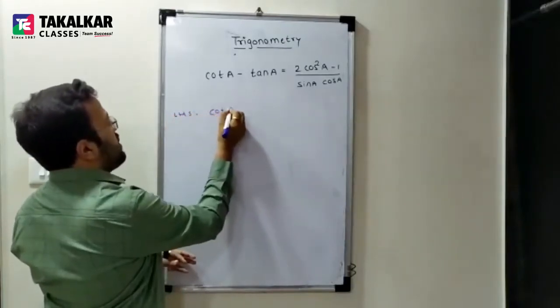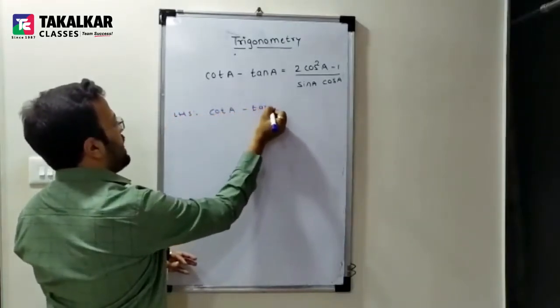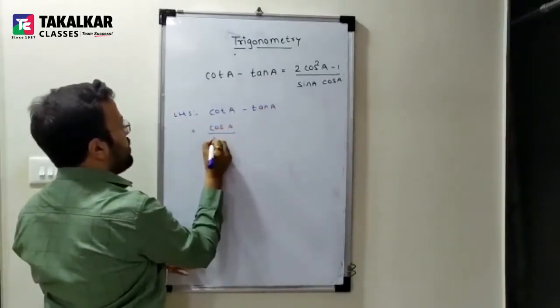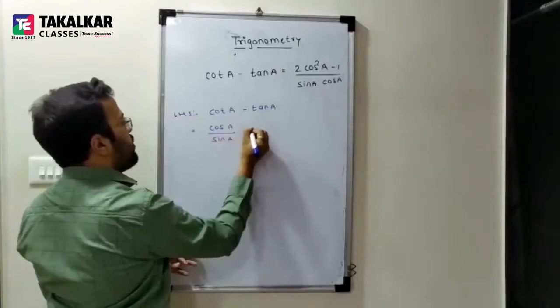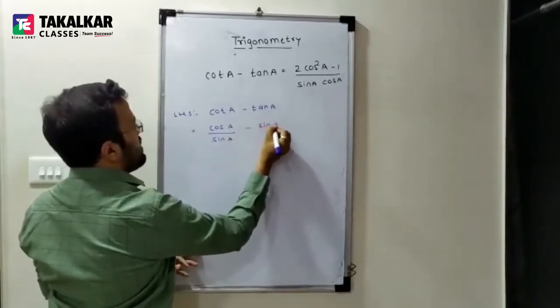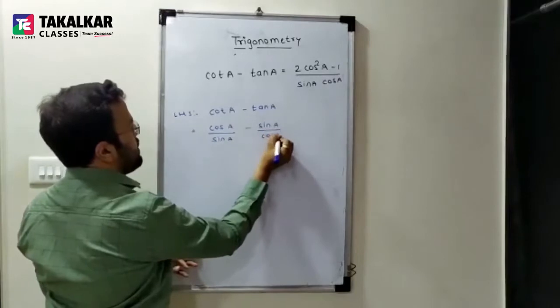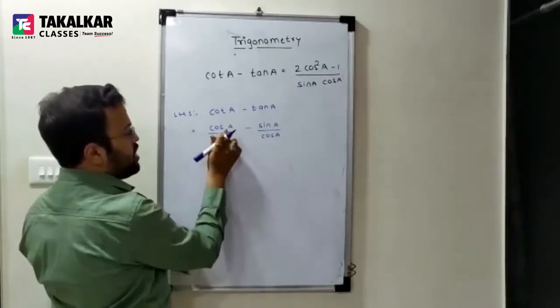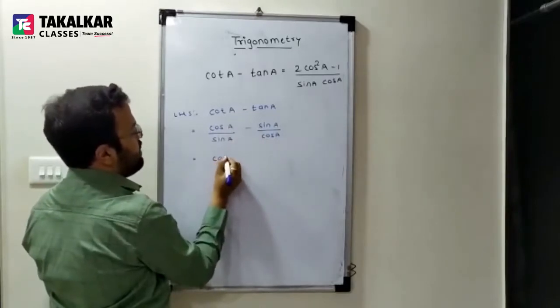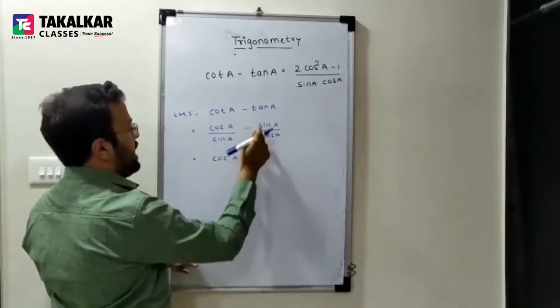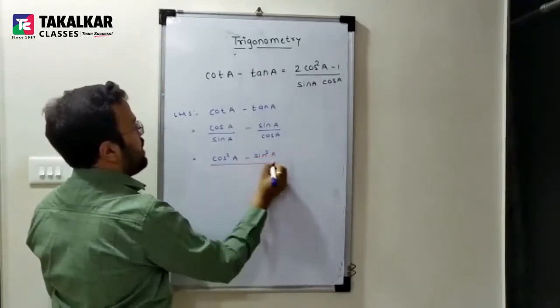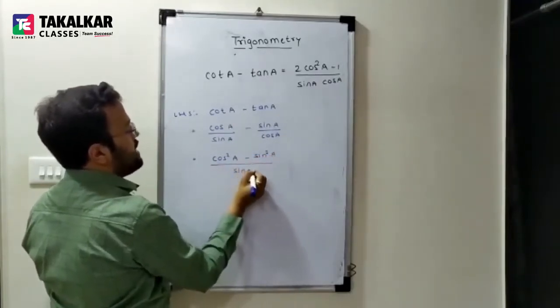What is given? Cot A minus tan A. What is the formula for cot A? Cos A upon sin A. What is the formula for tan A? Sin A upon cos A. Now the denominators are not the same, so what will we do? Cross multiplication. Cos A into cos A will give you cos square A minus sin A into sin A will give you sin square A upon sin A cos A.